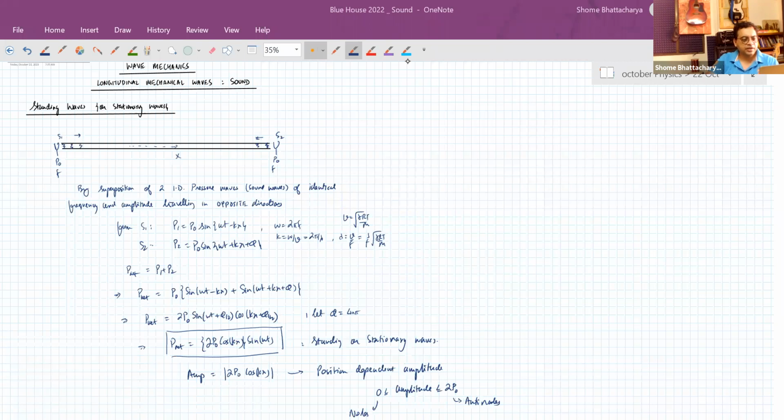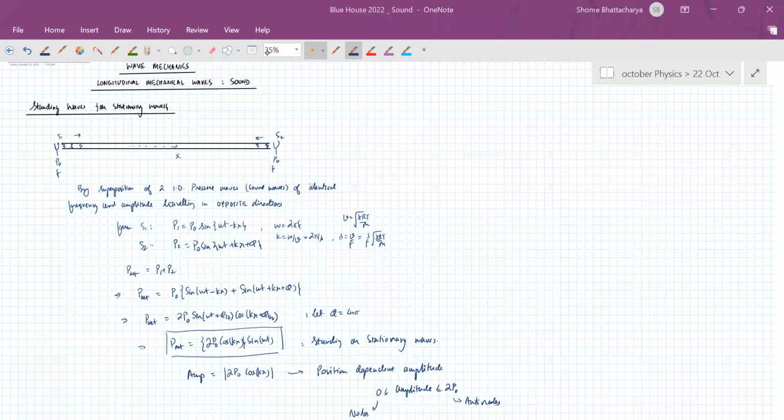Now we are doing the next thing in superposition of sound waves, which is standing waves or stationary waves. And the mathematical treatment is identical to how we did it for transverse waves. The only difference is, instead of dealing with a transverse displacement wave y equal to a sine omega t minus kx type, you're dealing with pressure waves, that is p equal to p naught sine omega t minus kx.